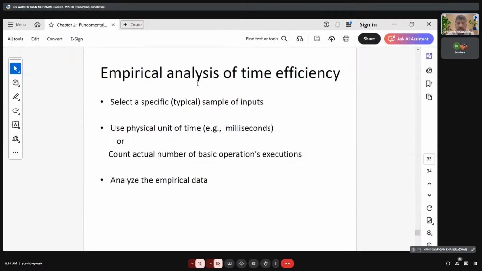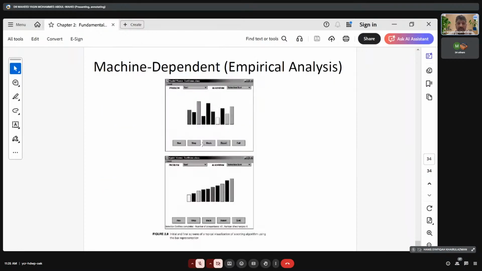Empirical analysis. That one was asymptotic analysis. This one is empirical analysis of time efficiency. Select a specific typical sample of inputs. Use a physical unit of time, milliseconds, or count the actual number of basic operation executions. Analyze the empirical data. Here, machine-dependent empirical analysis.